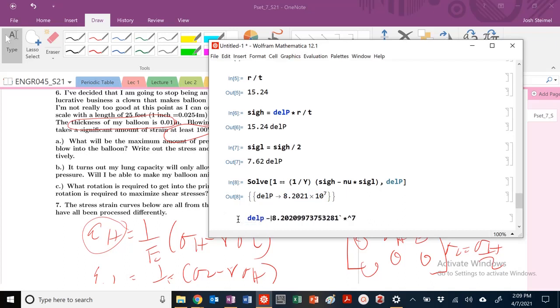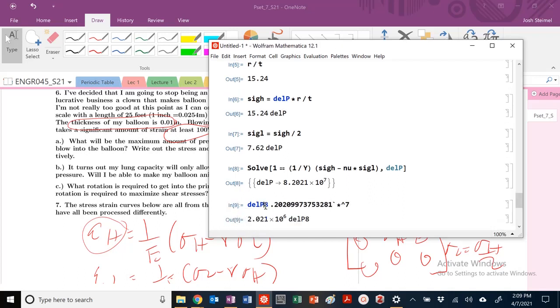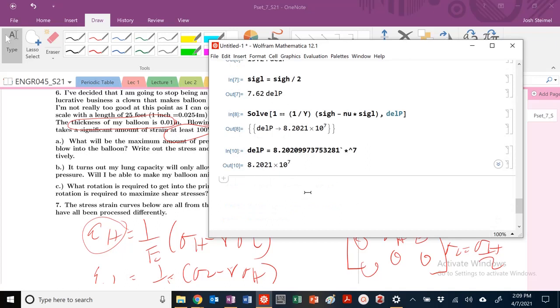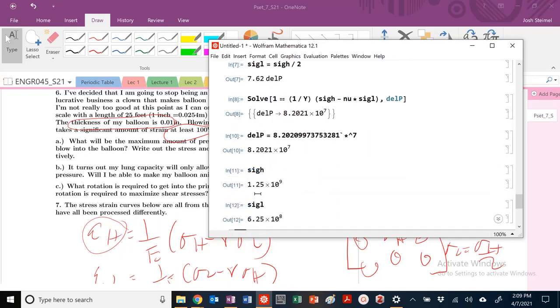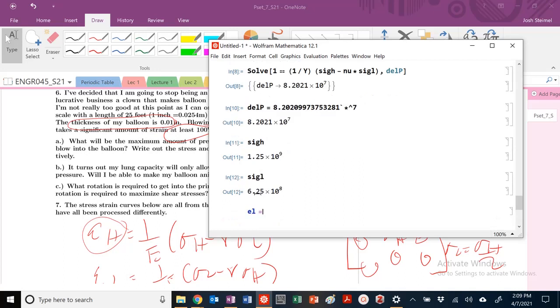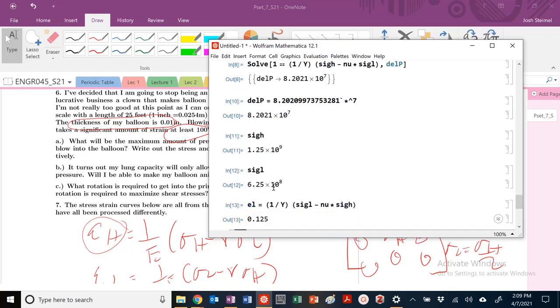P equals this, so 8.2 times 10 to the 7. So what's my sigma H? What's my sigma L? All right, what about my epsilon H? We know that's 1. Epsilon L is equal to 1 divided by Y times sigma L minus nu times sigma H. And there we go, 0.125. We got it.